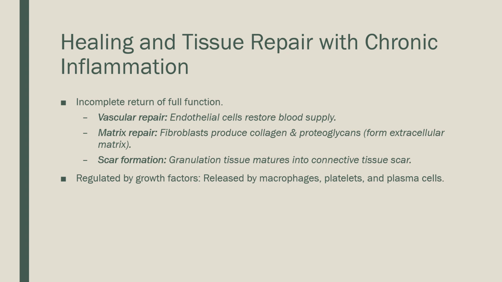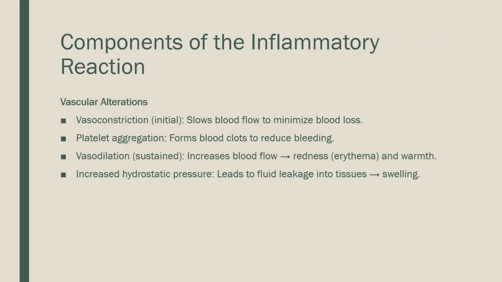Healing with chronic inflammation leads to incomplete return of full function. Some of the key processes include vascular repair, where endothelial cells restore blood supply, matrix repair, where fibroblasts produce collagen and proteoglycans to form extracellular matrix, and scar formation, where granulation tissue matures into connective tissue scar. This is regulated by growth factors released by macrophages, platelets, and plasma cells.